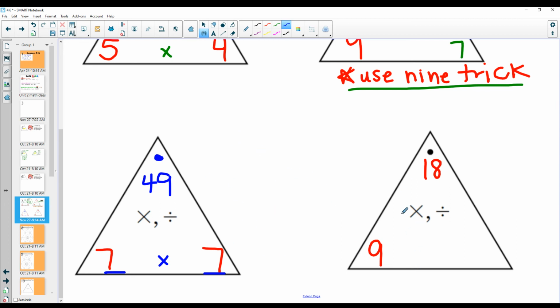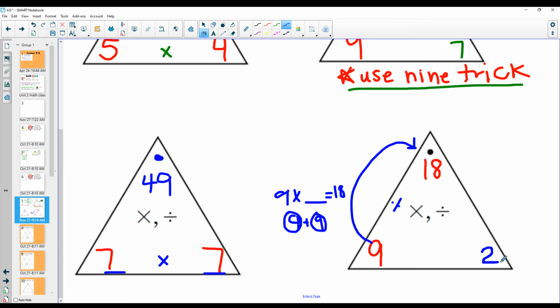Let's practice our last one. We have the biggest product, so we need to think, how many times do we have to count by 9 to get to 18? Another way to think of it is 9 times what number gets us to 18? You could count by 9s or think of it this way. So I go 9 plus another 9 gets me to 18. How many times did I count by 9? 1, 2. You could also use the 9 trick there. And then you have all your facts.